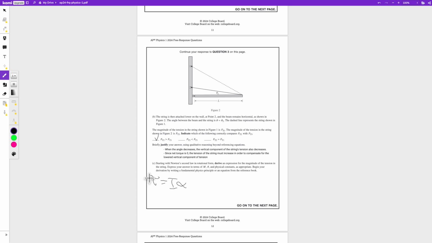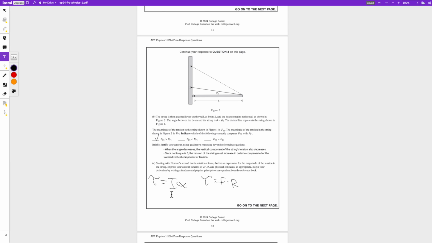And we know that this has to be equal to 0 because, remember, this is not moving, it's not rotating, and this is also going to be equal to 0. So how are we going to solve this? We know net torque is equal to 0, and what is torque really? Torque is equal to the force applied times the radius it's applied at.